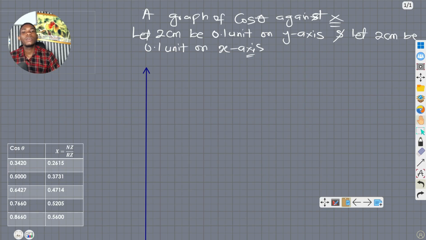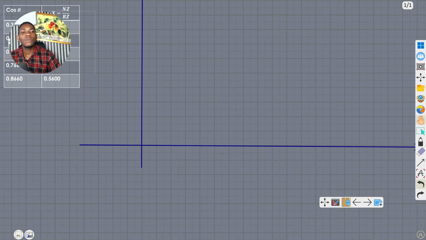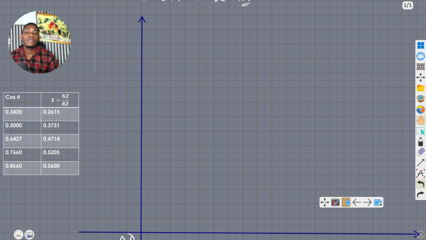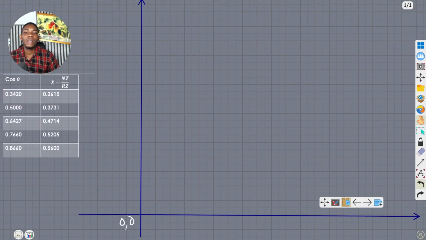Now that you've written your title and your scale, you are going to come down here and write 0, 0. Now, this second semester physics practical is very, very simple, just for you to understand what you are doing, and then you are good to go. So we say let 2 centimeter be 0.1 unit. So every 2 centimeter you see here will be 0.1 unit. So this is 1 centimeter, let's assume. So here will be 2 centimeter. So here will be 0.1.